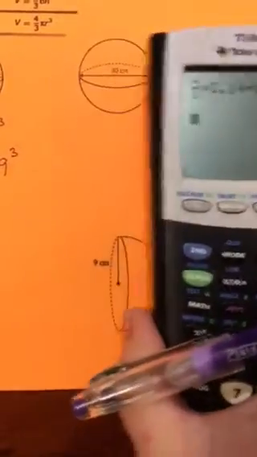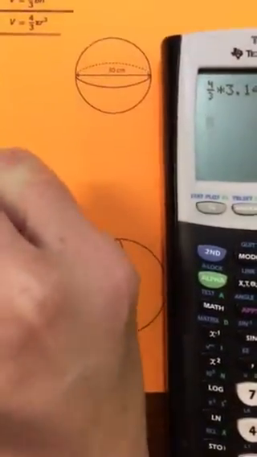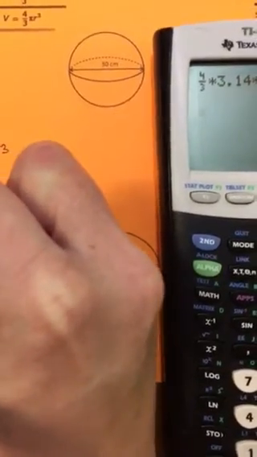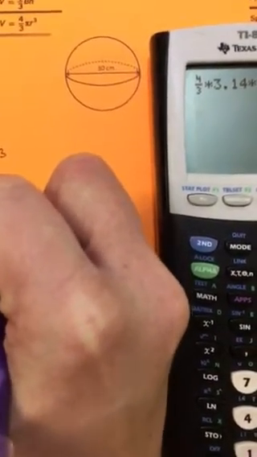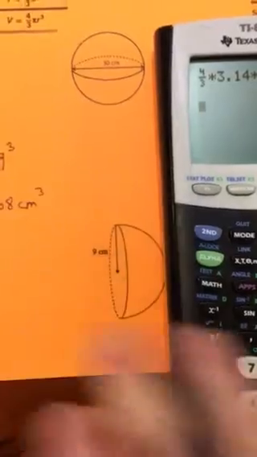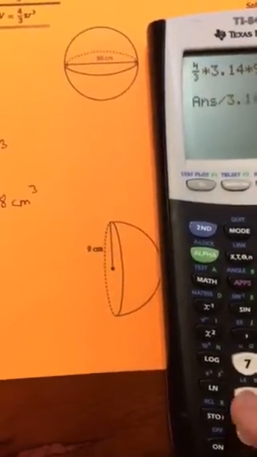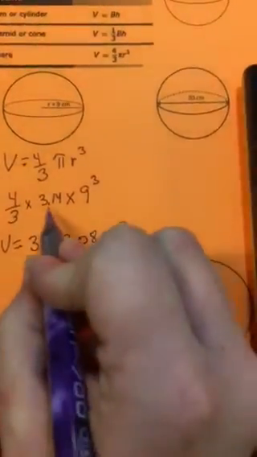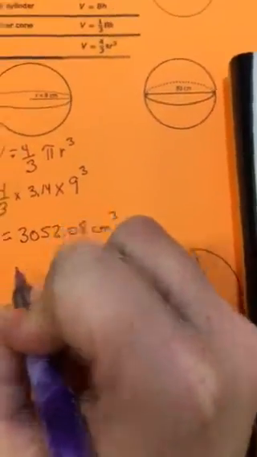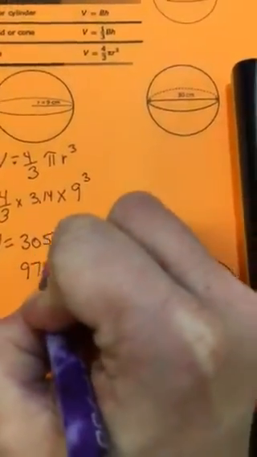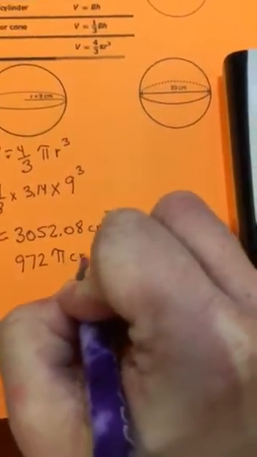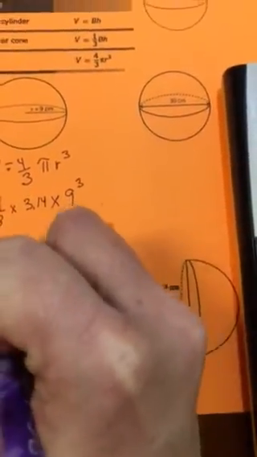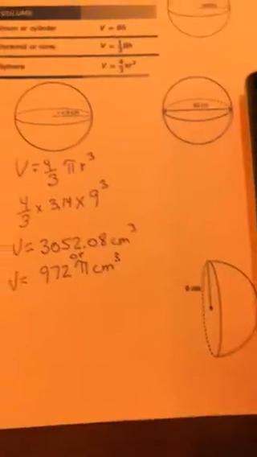3,052.08. So the volume is 3,052.08 centimeters cubed. Or if we don't multiply by pi, we get 972 pi centimeters cubed, which is a more exact answer.